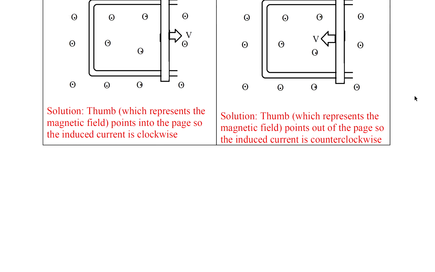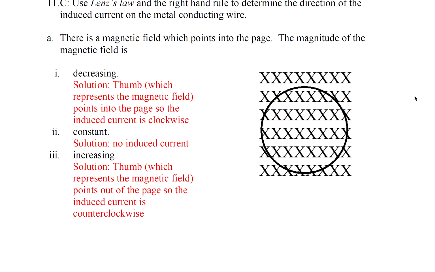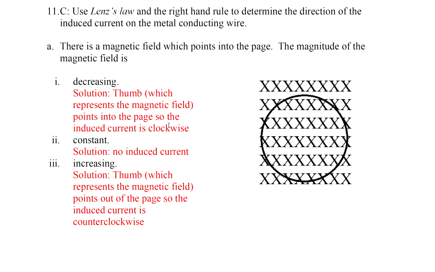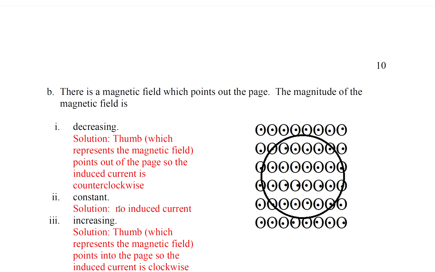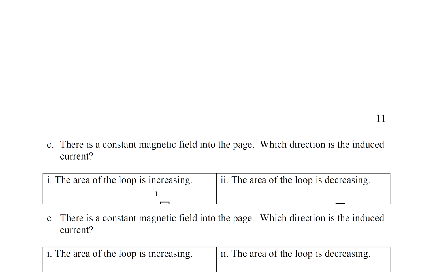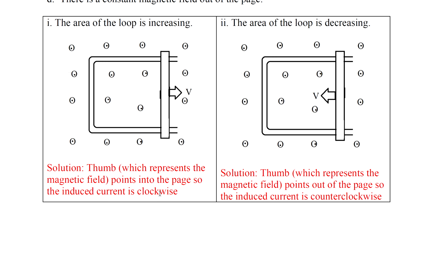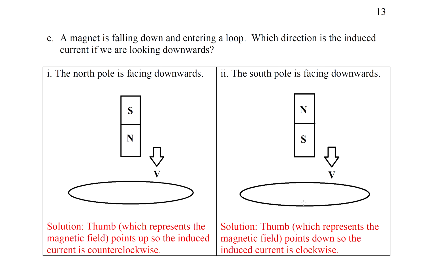You notice for part A and B, the answers are the opposite. For part A, we get clockwise, no current, counterclockwise. For part B, it's counterclockwise, no current, clockwise. For part C, we get counterclockwise, clockwise. And then for part D, we get clockwise, counterclockwise. So for part E, our answer is counterclockwise, clockwise.